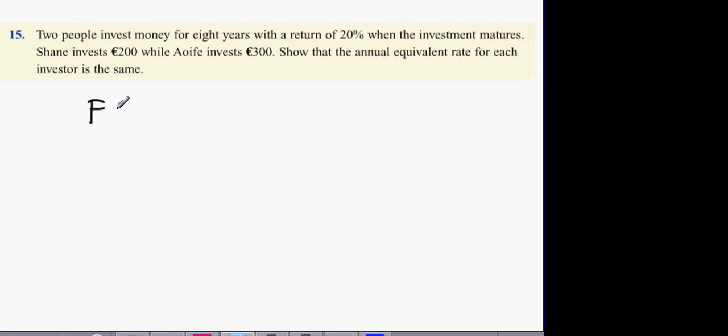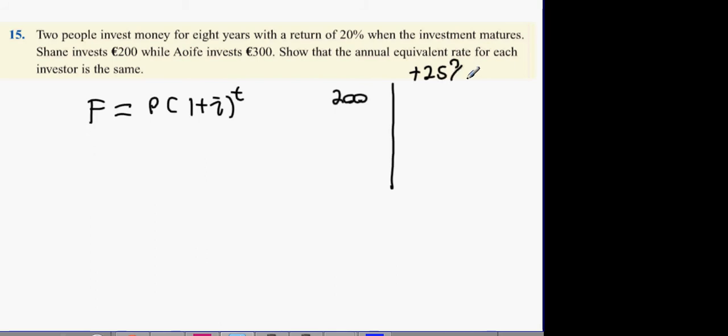So I'm going to write down my formula. F equals P(1 plus i)^t. Now, the amount of money you put in isn't really relevant. All you know is you're getting 25% extra each time. So the first thing I'm going to do is write down 200, and then add on 25%. 25% is a quarter of 200, which means I'm going to be getting 250 back. When I invest €300, I'm going to add on 25% again, which is another quarter, which is €75, and I'm going to get €375 by the end of my 8 years.